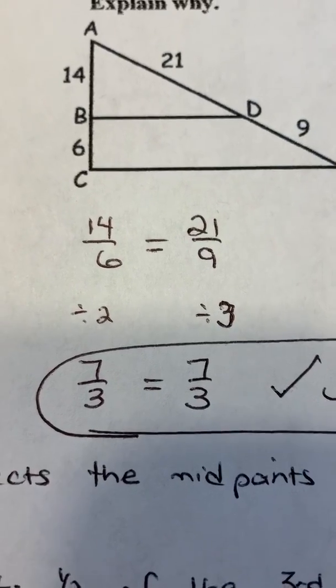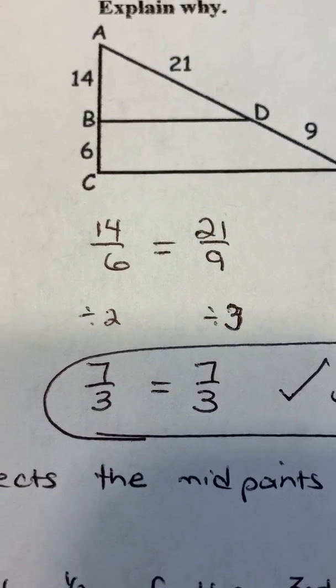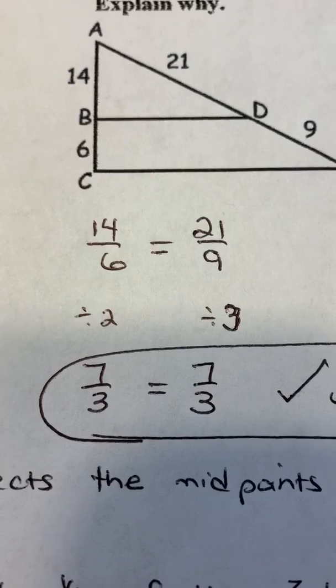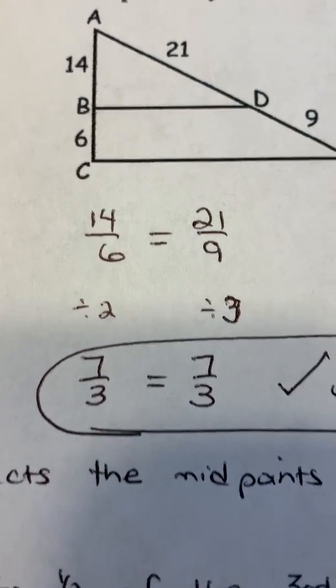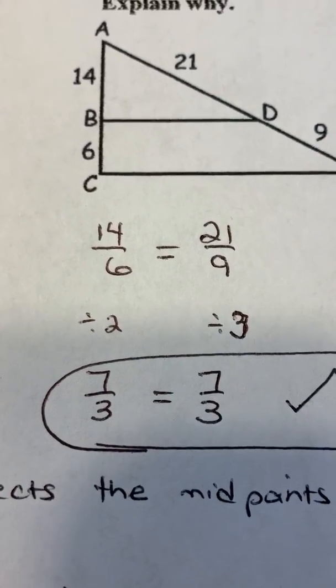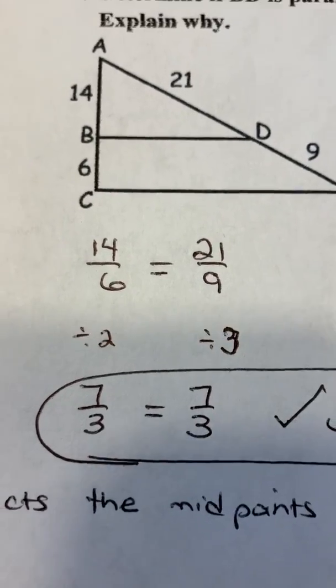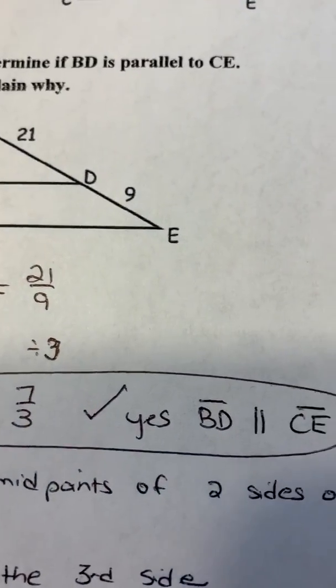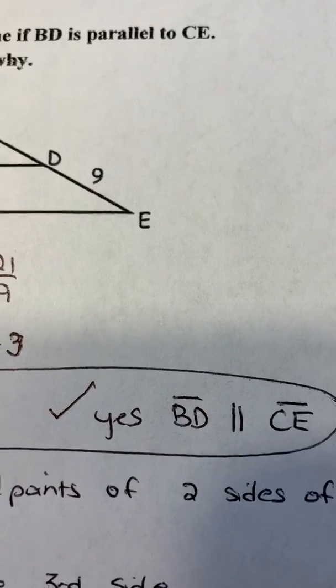You divide the left side by 2, and the right side by 3. They both reduce to 7 over 3. That checks out. If that checks out, that is the only verification you need to determine that you do have BD and CE being parallel segments.